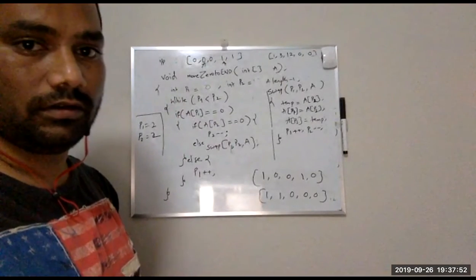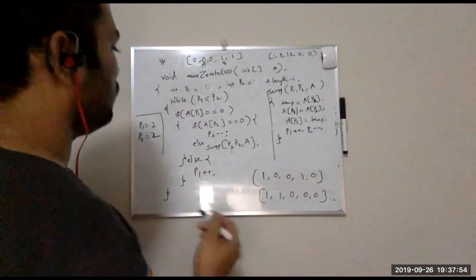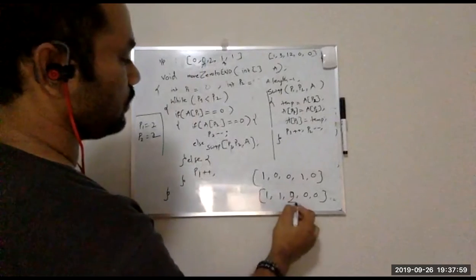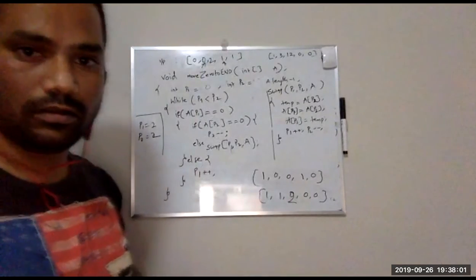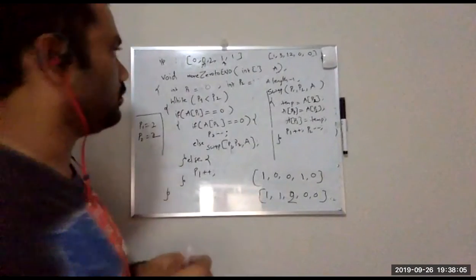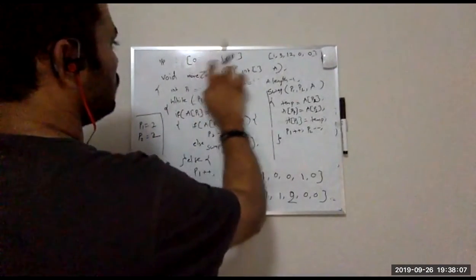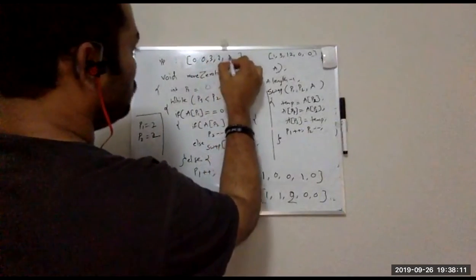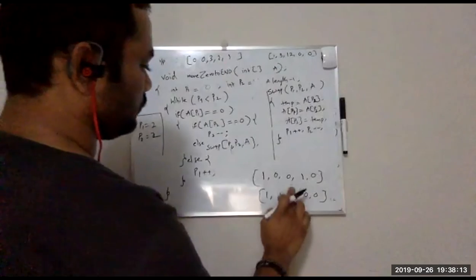Even if we have a number here, for example 2, my question will be, what can you do for the input 0, 0, 3, 2, 1, 0? Can you do that? Same thing.